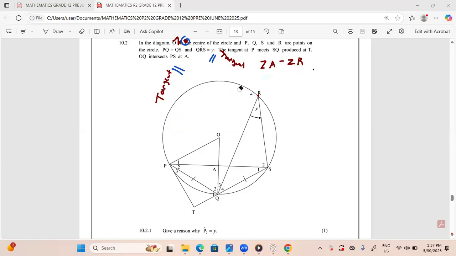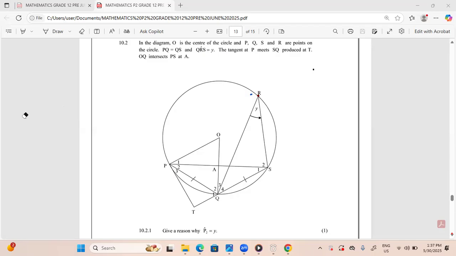Okay, so watch out for tangent. Watch out for tangent perpendicular to radius. Watch out for tangents drawn from the same point. Tan-Chord theorem, you must always look out for it. So let us check for the Tan-Chord theorem on this question paper.